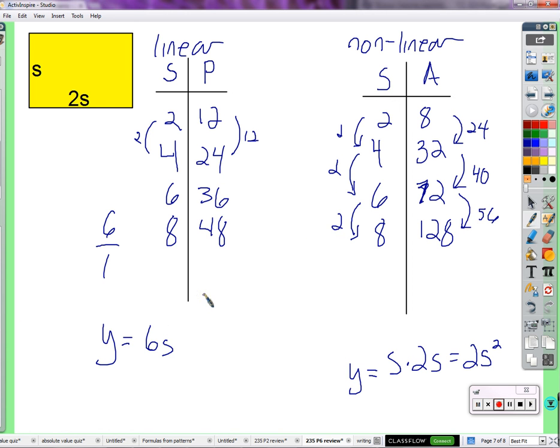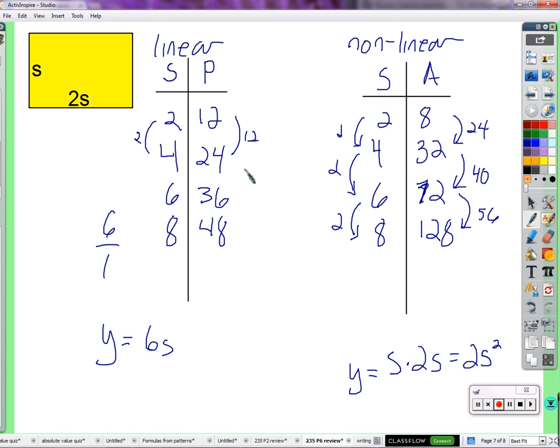Anyway, there you have it. We're really just trying to figure out, is the function that we're given by graph, or by table, or however, is it linear, or is it not? If it is, then what do we know about that linear function? What would we see? Answer my question first. How do I know this is linear? It's a constant rate of change.